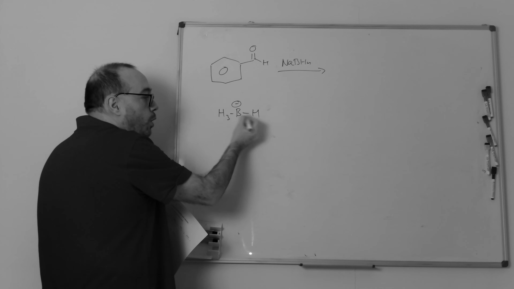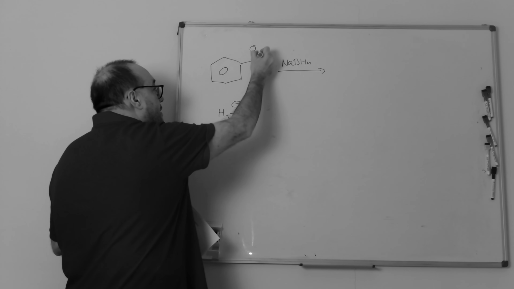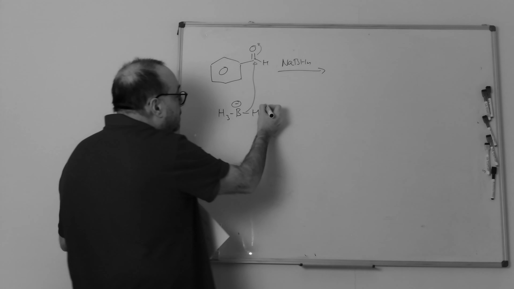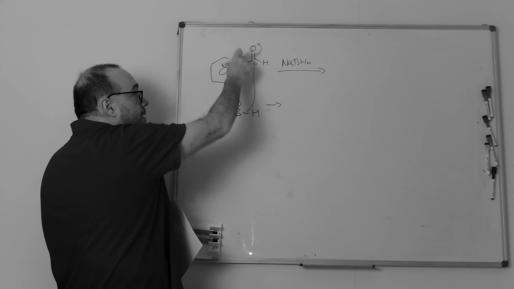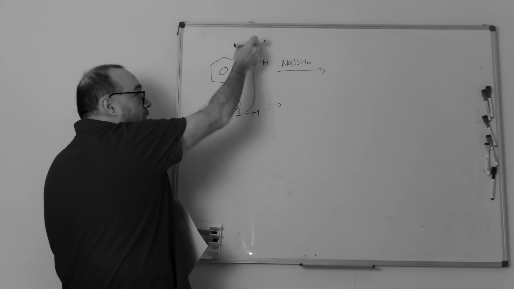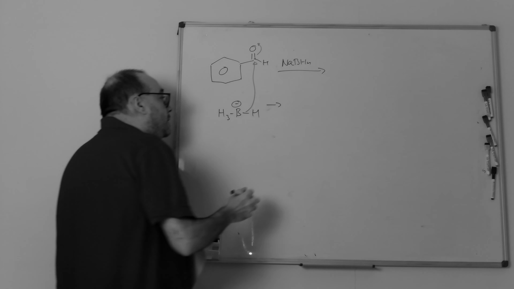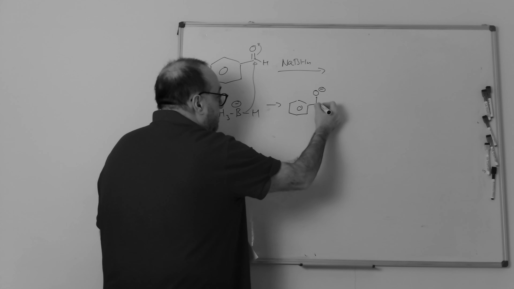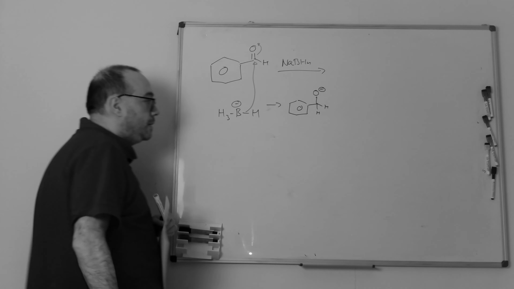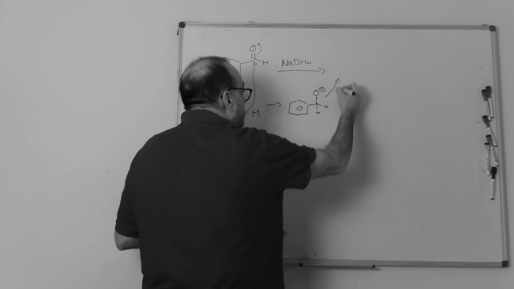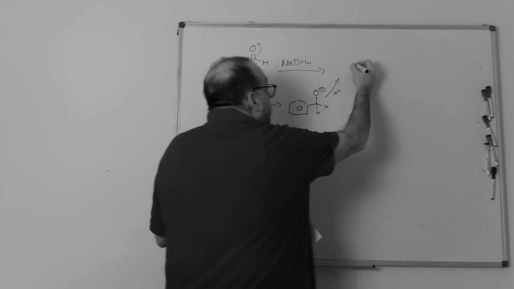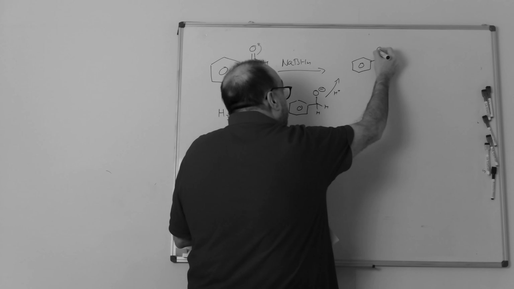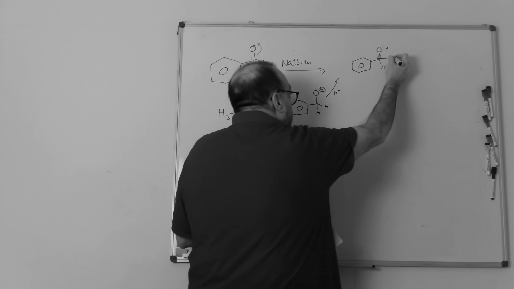The electrons that form the boron-hydrogen bond attack the carbonyl group. Remember that this carbonyl group is polarized because the oxygen is more electronegative than the carbon, and what we get is this intermediate. After protonation, what we get is the alcohol.